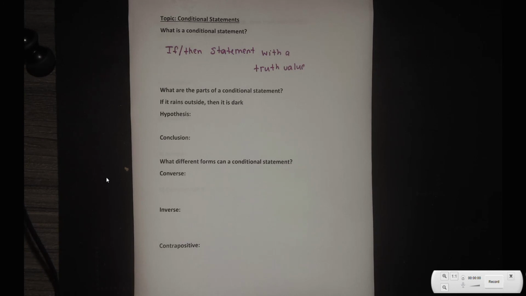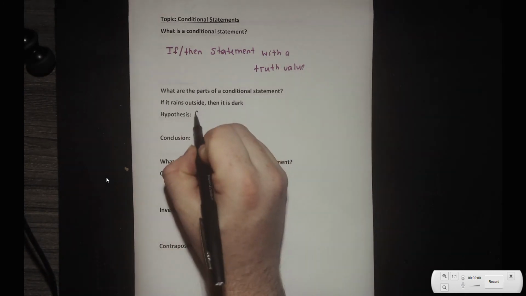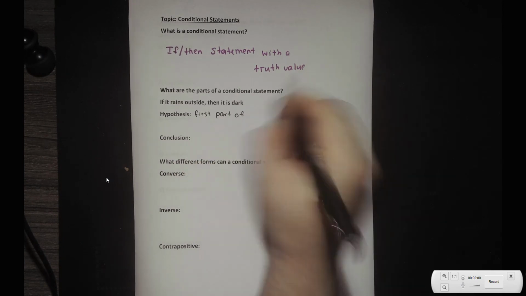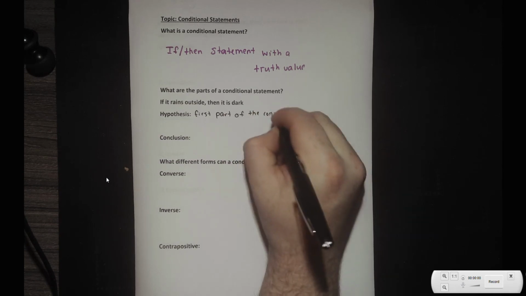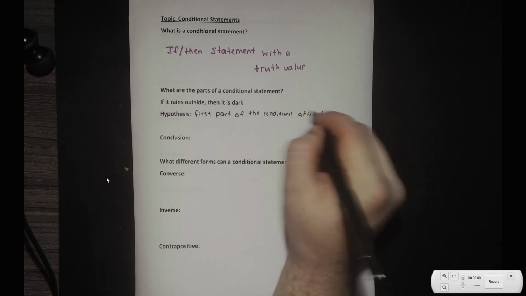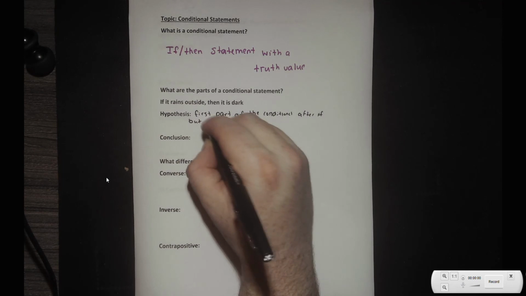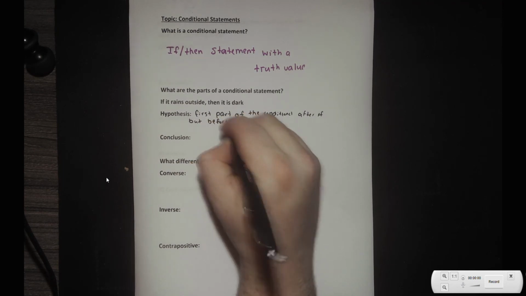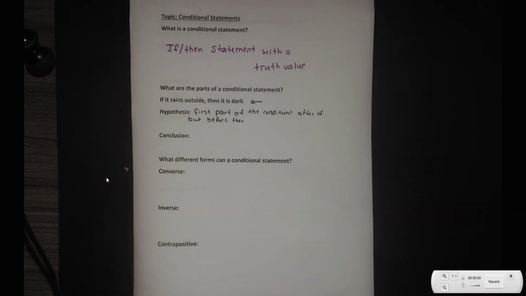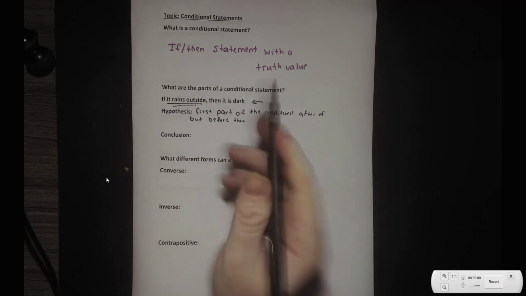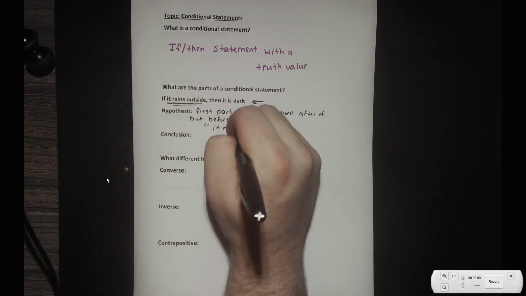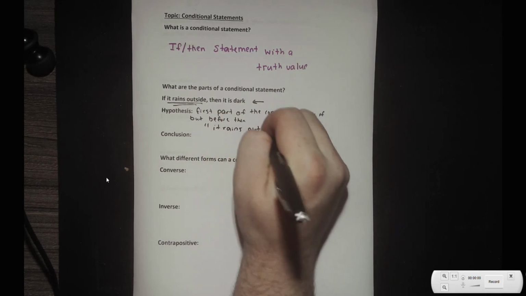First part is what's called a hypothesis. Hypothesis is just the first part of the conditional, after if, but before then. So if we look at our statement, if it rains outside, then it is dark. The hypothesis is this part here, it rains outside. So we'll just put that in quotation marks here.